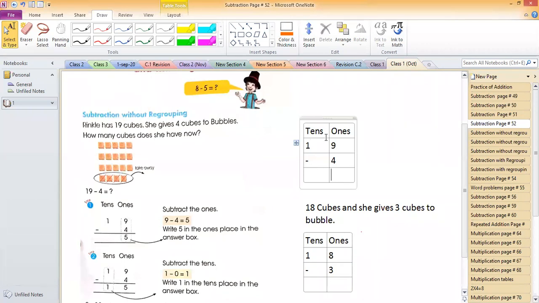Now I will subtract the ones first. 9 minus 4 equals what? Then I will subtract 1 minus 0 and write the answer here. So for 9 minus 4, guys, you can do it by your fingers, your mind, or any method you can use. If you don't remember any method, simply you can draw lines. How many lines do you need to draw? 9.